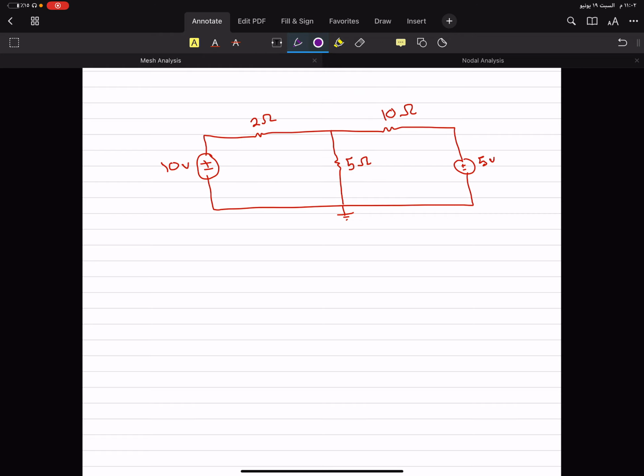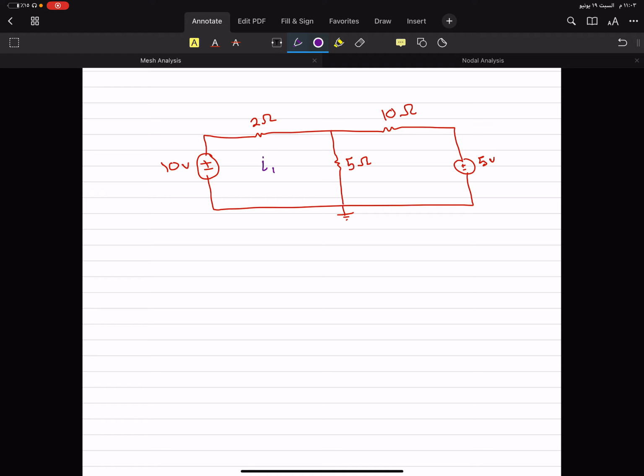Let me explain something important here. In mesh analysis, as a convention, we make all mesh currents in the same direction. Sometimes I refer to it using small i, sometimes using capital I. It doesn't matter, all are correct.